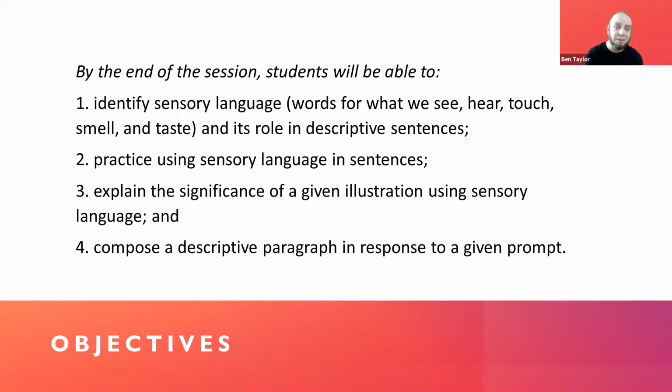By the end of the session, students are going to be able to identify sensory language, that's words for what we can see, hear, touch, smell, and taste, and its role in descriptive sentences. We're going to be practicing using sensory language on a sentence level, and then explaining the significance of a given illustration using sensory language on a paragraph level. And finally, we'll bring that all together to have students compose a descriptive paragraph in response to a given prompt, just like they would do in their admissions essay.